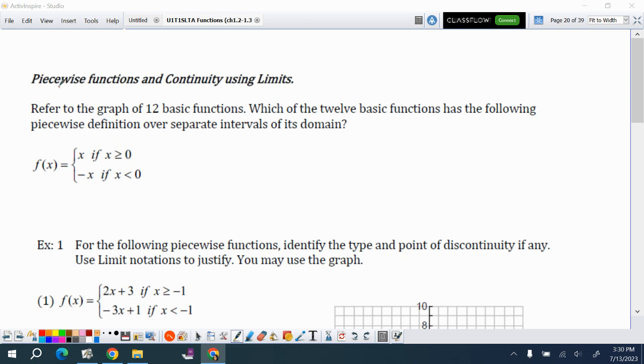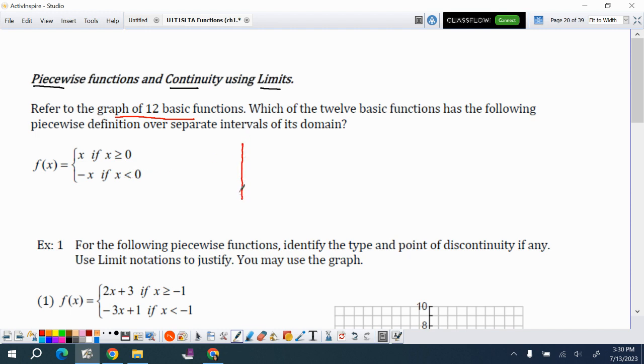In this video, we are going to talk about piecewise function and continuity, and we are going to use the limits. So first of all, let's take a look at the 12 basic functions which you have in your packet. Which of the 12 basic functions has the following piecewise definition over separate intervals of its domain? So this is a kind of a warm-up with two pieces. We have x is greater than or equal to 0 and x is less than 0.